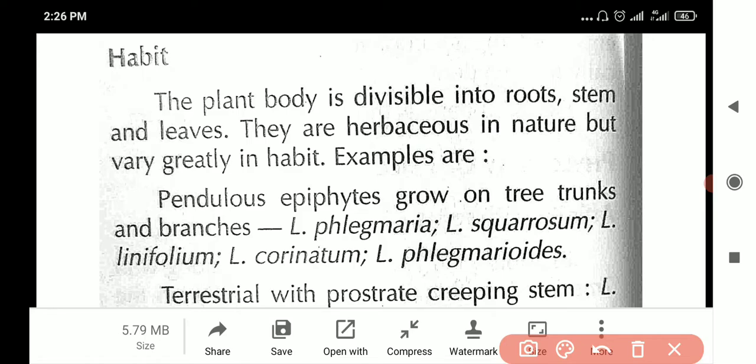Now there are epiphytic lycopodiums. Epiphytes are those that grow on the top of tree trunks, for example Lycopodium phlegmaria. One example for each is enough. You don't have to remember all of these because it'll be too confusing. So for epiphytic, you will remember Lycopodium phlegmaria.